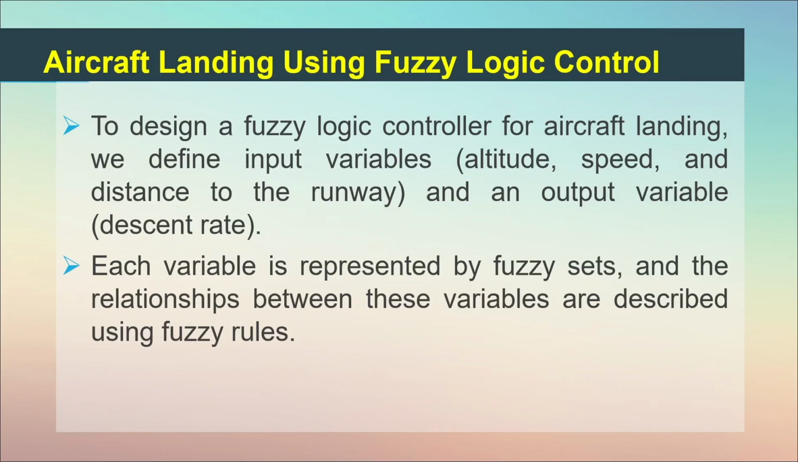Touchdown. What is a touchdown? The touching of the road by the wheels of the aircraft. So both need to be properly ensured. So to design such a controller using fuzzy logic for landing the aircraft, we can understand that there are three input variables. One is altitude, another one is speed, and the third one is distance to the runway. What is the output? The output is the descent rate. So we need to calculate based on the altitude, speed and distance. Based on that descent rate, altitude, speed and distance are altered, right.